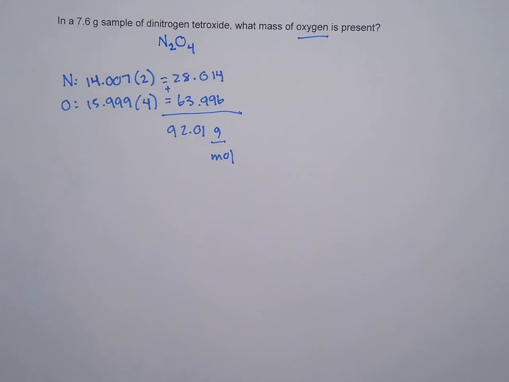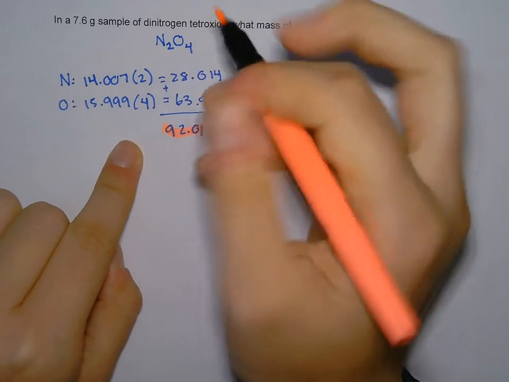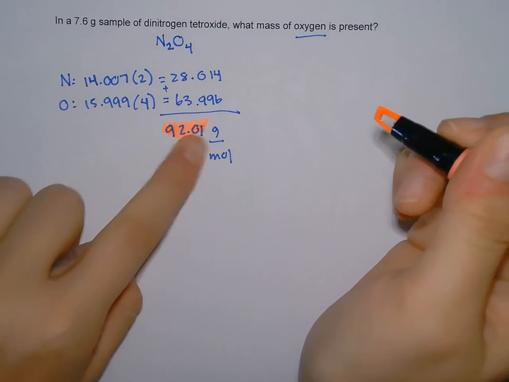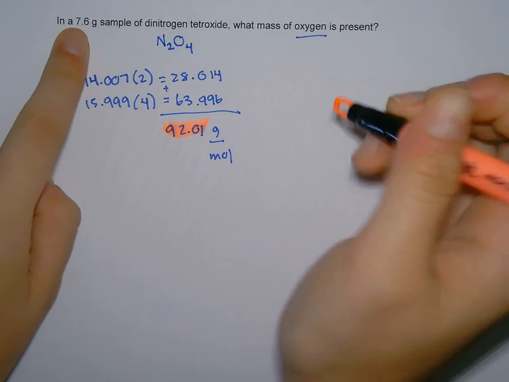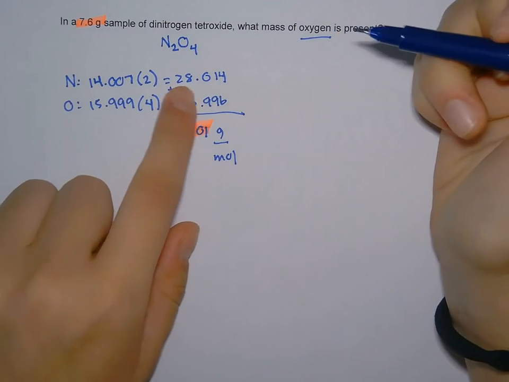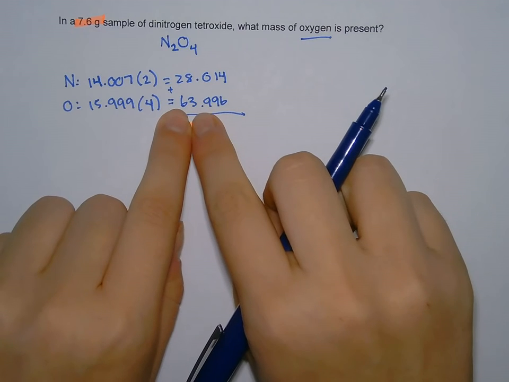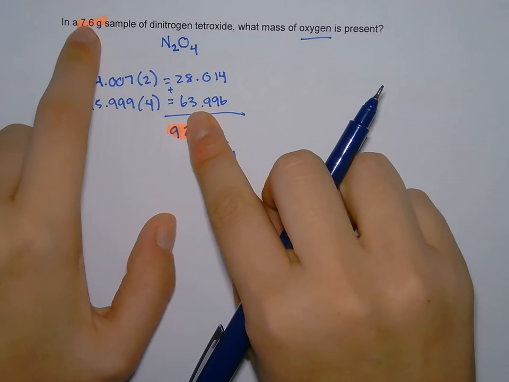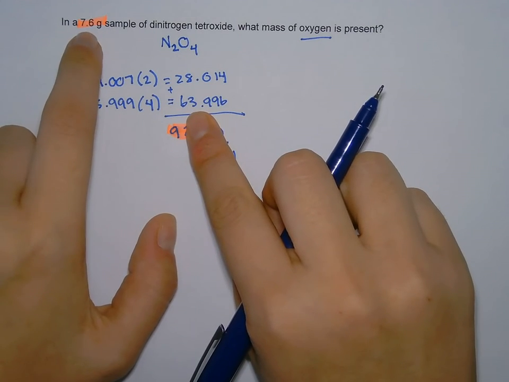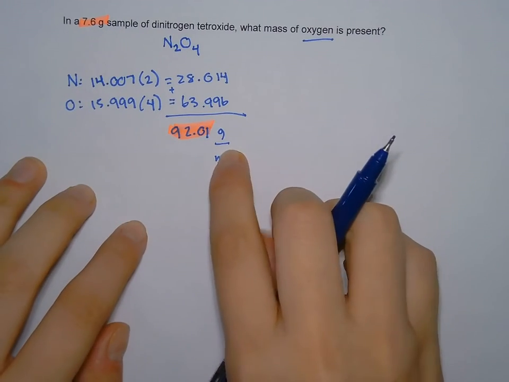But then you're like, wait, I have a total of 92.01 grams per mole, but they only have 7.6 grams. So how am I supposed to be like, yeah, I have 28 grams of nitrogen, I have 63 grams of oxygen, but I actually only have a total of 7.6 grams of this sample. So this is where you work backwards.